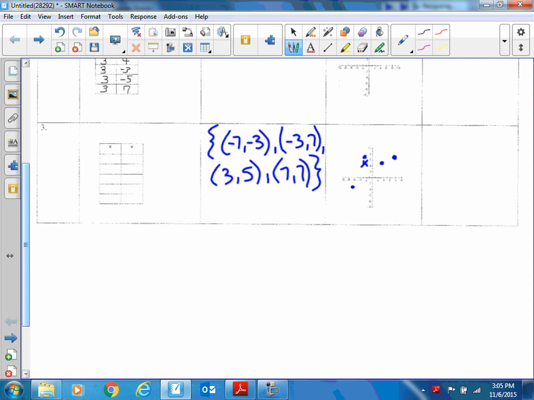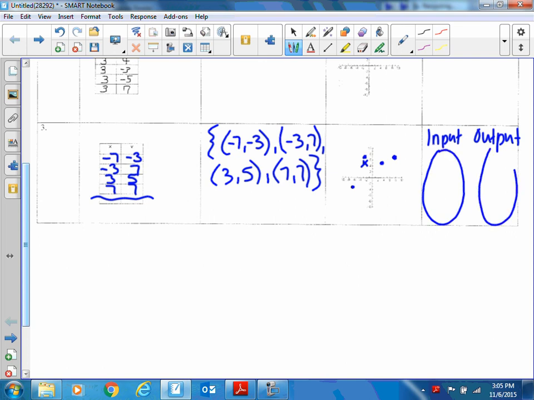I am then going to go from my ordered pairs and I'm going to put these right into a table. So I'm just going to list my X and Y. So I have -7, -3, -3, 7, 3, 5, 7, 7. And I have 4 here, so I'm going to have 4 over here on this table. And finally, we're going to do the mapping. So it's important for you to label, we have the input and the output. Now that first example used rectangles. The most common one you're going to see is that you're going to have ovals.